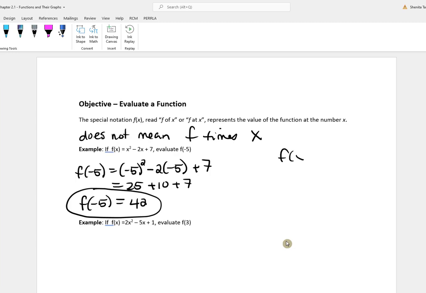So when x is equal to negative 5, your function is equal to 42. You can think of f of x as being equal to y. When you plug in a number for x, you solve for y. Basically, that's what it is.